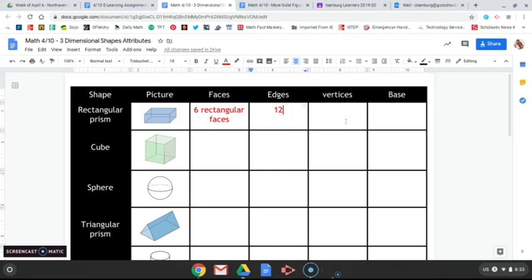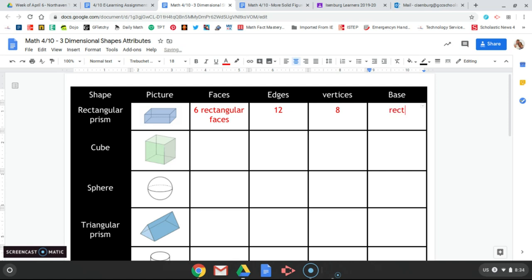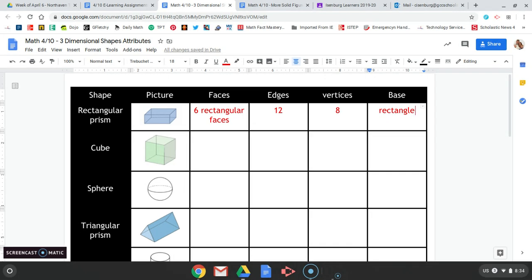Okay. Vertices, there are 8 vertices. So those are the corners. We have 1, 2, 3, 4 on top, 1, 2, 3, 4 on the bottom. So that's 8 vertices total. And then the base of a rectangular prism is shaped like a rectangle, which is why we call it a rectangular prism, because the shape of the base is a rectangle.